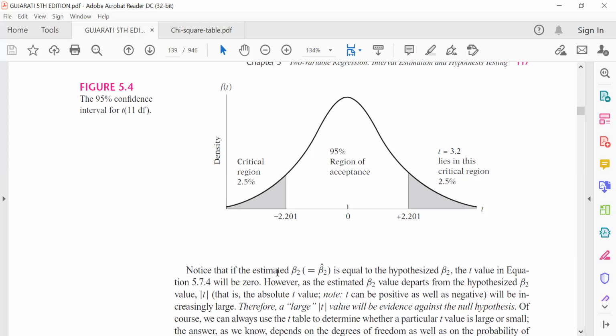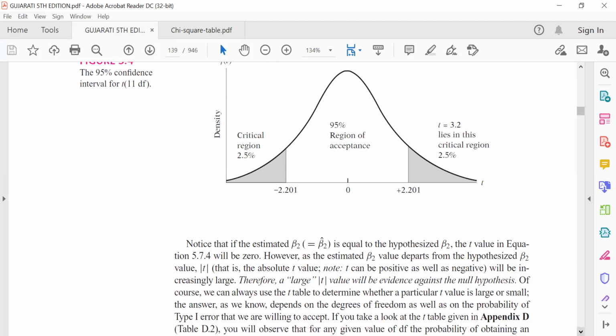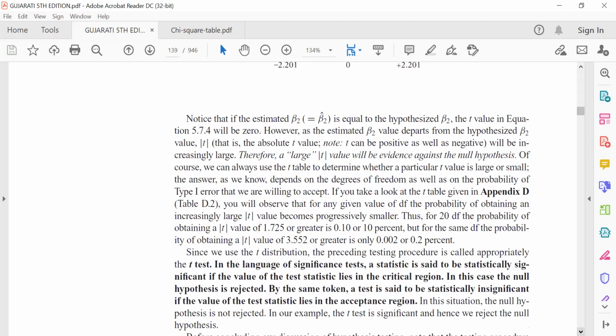We notice here that if the estimated beta 2 is equal to the hypothesized beta 2, the t value in equation 5.74 will be 0. However, when the estimated beta 2 value departs from the hypothesized beta 2 value, this t value is larger than the critical t value, so we reject the null hypothesis.